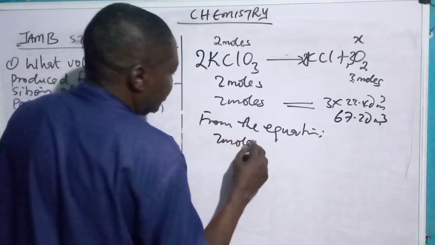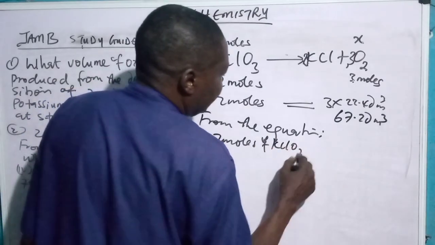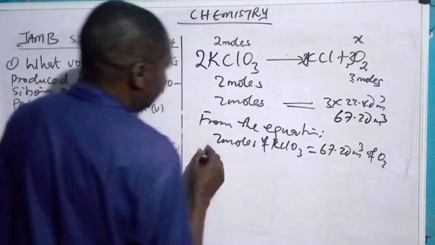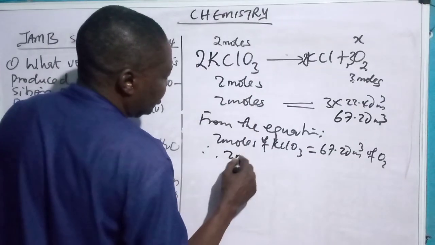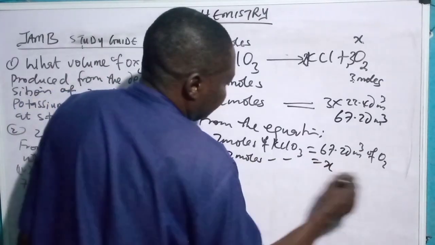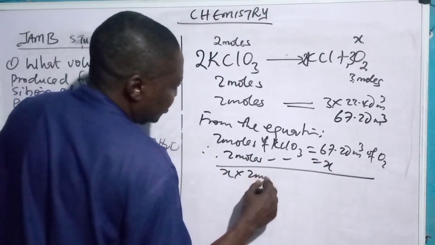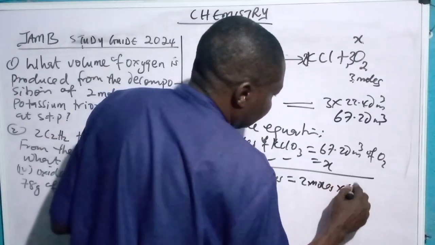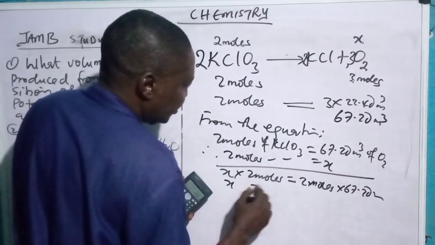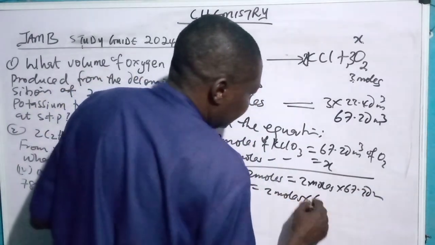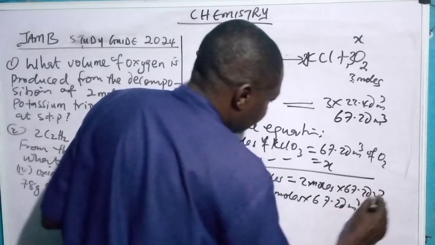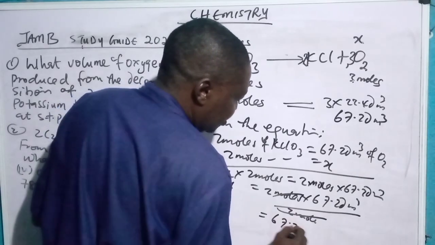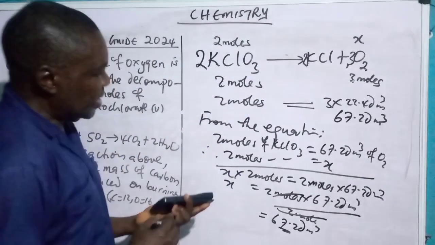You see, you say from the equation, 2 moles of KClO3 equals 67.2 dm³ of oxygen. Therefore, if we have 2 moles again of this, it will give you X. X times 2 moles equals 2 moles times 67.2 dm³. X equals 2 moles times 67.2 dm³ over 2 moles. This cancels this, giving you 67.2 dm³. You see it? The answer remains the same.